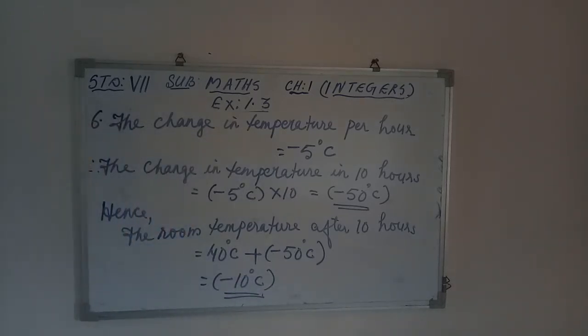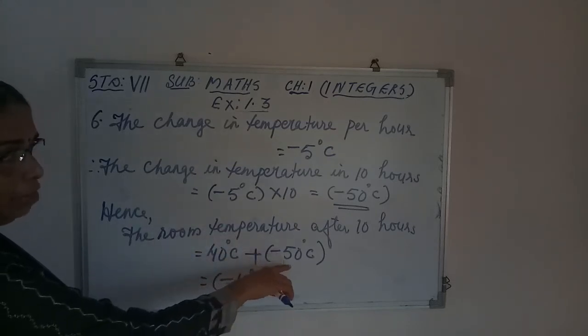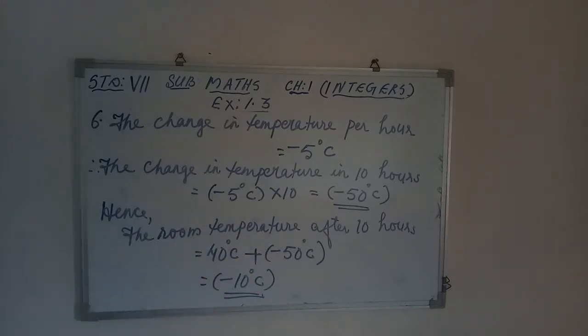So change in temperature per hour, minus 5. So therefore in 10 hours, what's the change? We can multiply by 10. And room temperature after 10 hours, from the initial you have to add minus 50. So the answer will be minus 10 degree Celsius. That's the room temperature after 10 hours.